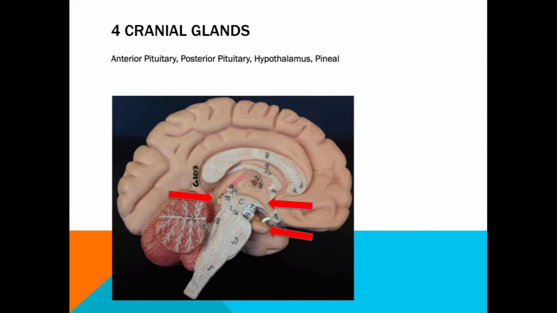So starting with the cranial glands, we have the anterior and posterior pituitary. If we draw a line here, it's actually 2 glands fused together. The front side would be the anterior pituitary, and then the back would be the posterior pituitary. Above it would be the hypothalamus, and then posterior to the hypothalamus would be the pineal gland. So anterior pituitary, posterior pituitary, hypothalamus, pineal gland.